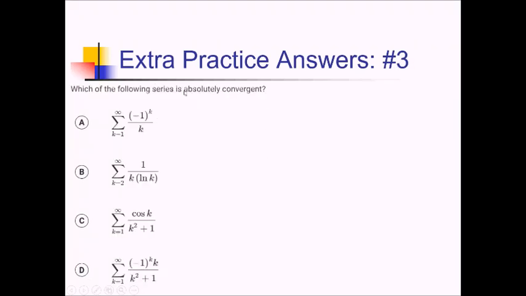For this problem, we want to know which of these series is absolutely convergent. So let's start with the first one. We're going to consider the absolute value version of this, which is just 1 over k. That series is the harmonic series, which we know diverges. So this is a no. Moving on to the next one then.